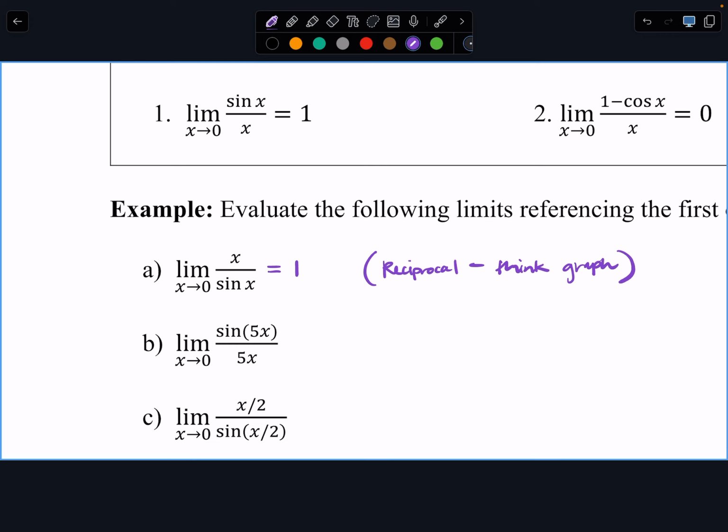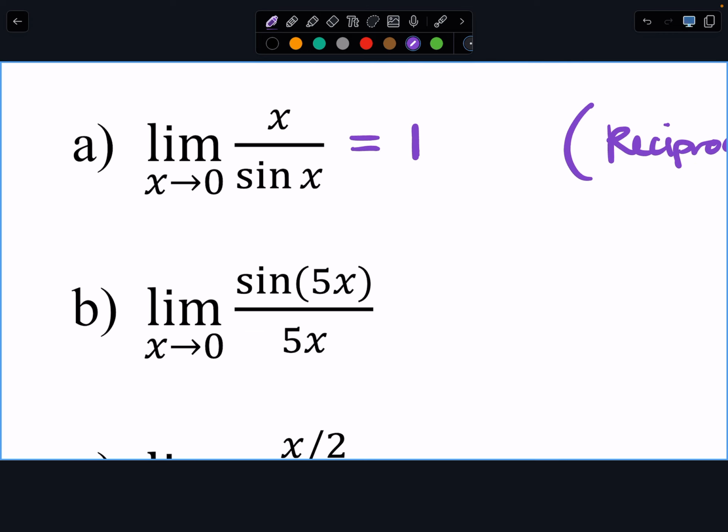Now, think back to Jumpman, how we were thinking about Jumpman. If we thought about sine of x over x as being a parent function, what would that 5 be doing to the graph of sine of x over x from a transformation perspective? Horizontal compression. By a factor of 5. Horizontal compression by a factor of 5.